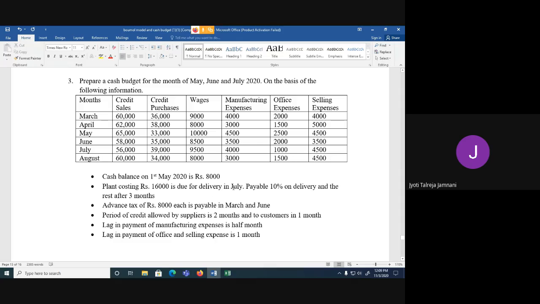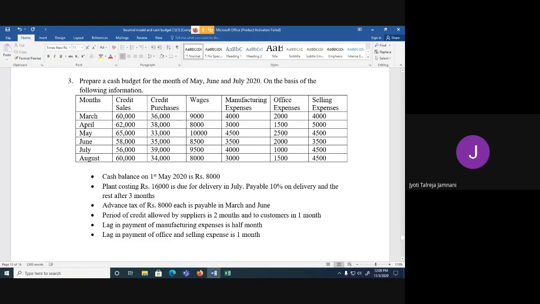So the first point that is given is cash balance on 1st May 2020 is rupees 8,000. Now that is basically the opening balance of cash, which we will be taking at a later stage. Let's go to the next.